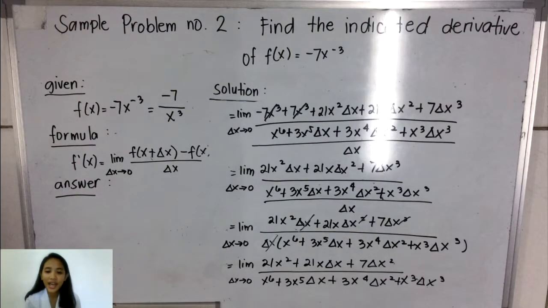Now we have here f prime of x is equal to the limit of 21x squared plus 21x delta x plus 7 delta x squared over x raised to 6th power plus 3x raised to 5th power delta x plus 3x raised to 4th power delta x squared plus x cubed delta x cubed as delta x approaches 0.